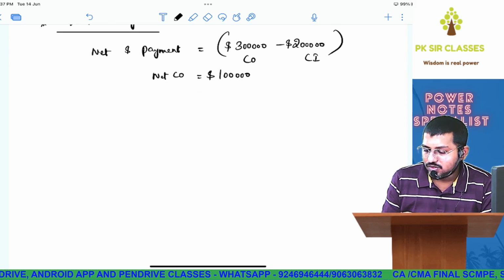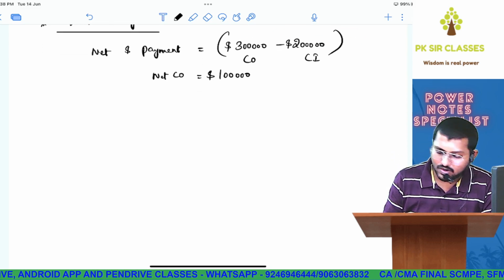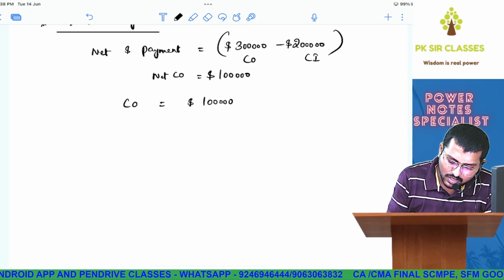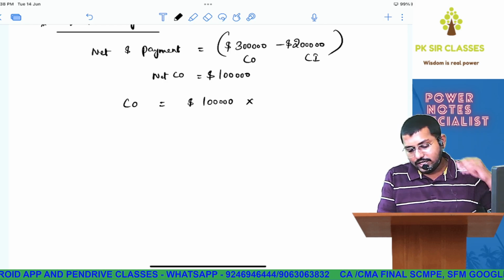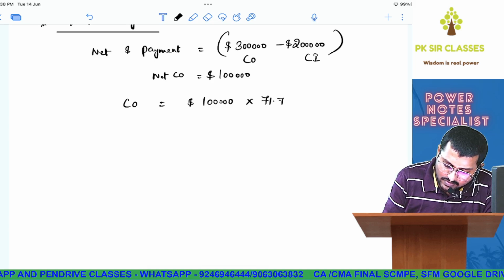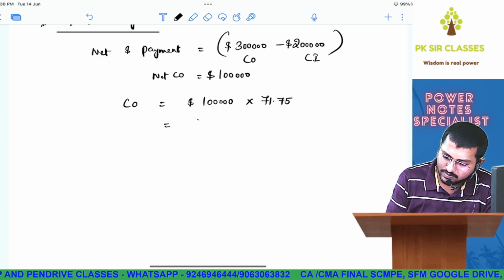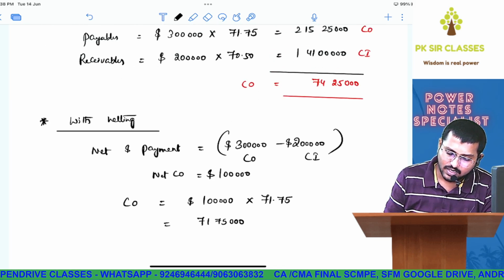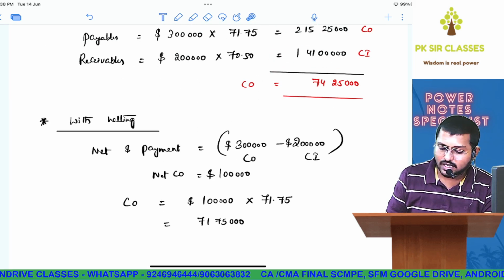So I'll enter into a forward contract, a contract to buy. In that case, cash outflow will be how much? $100,000, you need to buy dollars, which means the bank will be selling dollars. What is the selling price of the bank? 71.75. How much does it come to? 71 lakh 75,000 will be your outflow. Whereas earlier, without netting, what was your outflow?